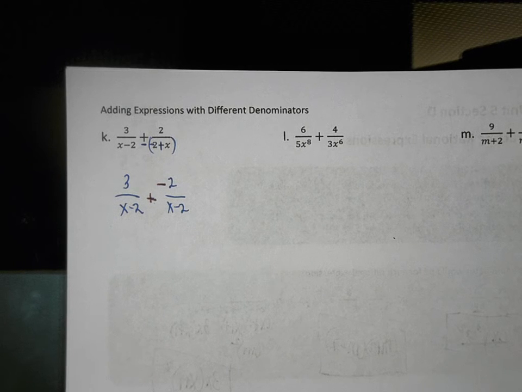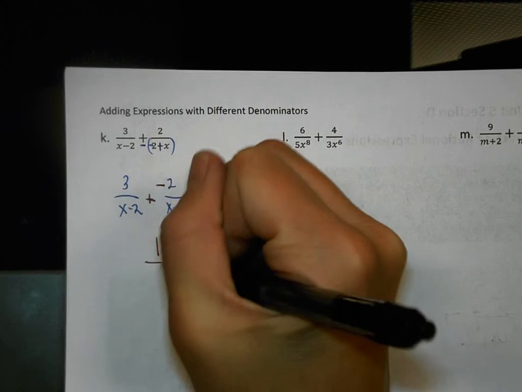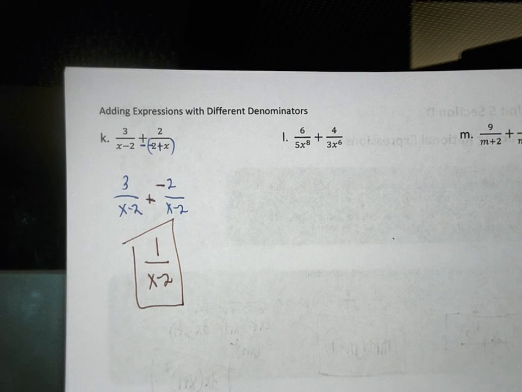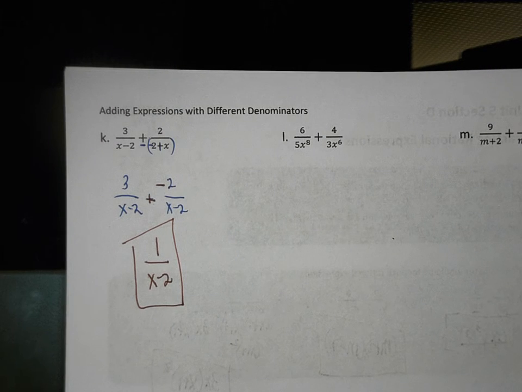So my answer ends up being, perfect, 1 over x minus 2. Questions before we move on there? Are we okay with that?